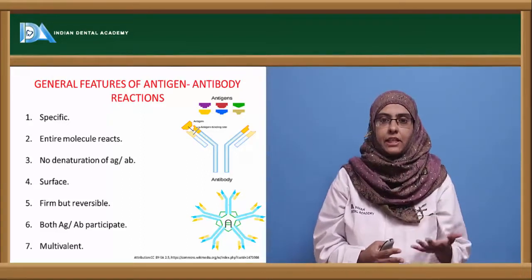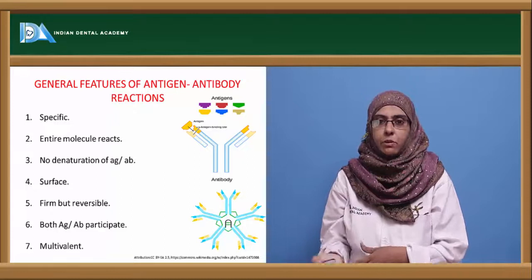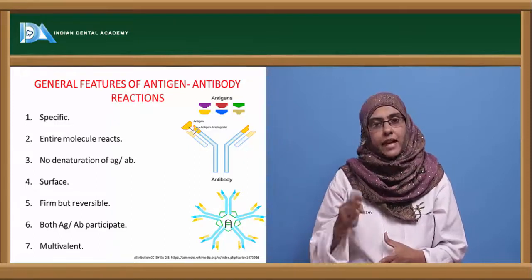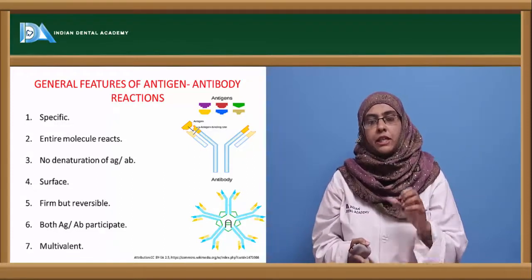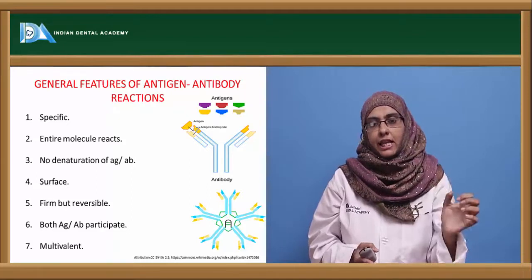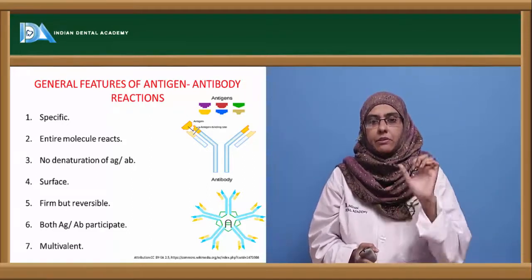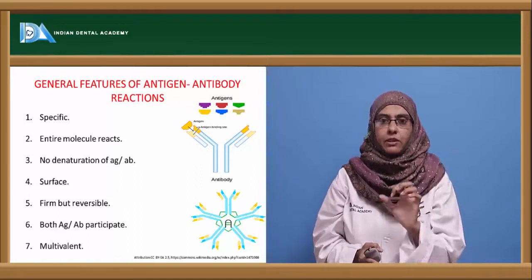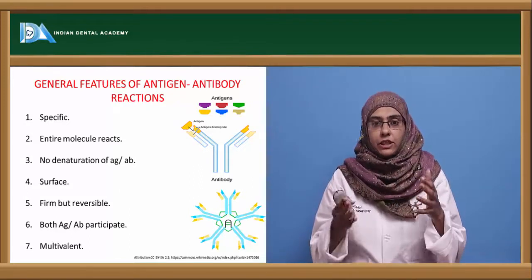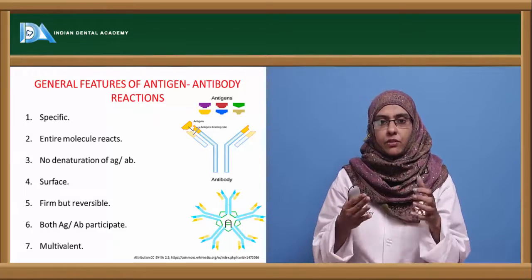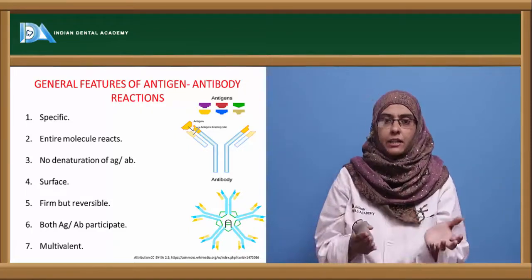The firmness is usually described with the help of two concepts: affinity and avidity of the antibody molecule. The affinity of the antibody molecule is nothing but the interaction between a single antigenic determinant and a single antibody. So it is a single interaction between the antigen and antibody, which is called affinity. It is completely dependent on the closeness of fit between the antigen and antibody.